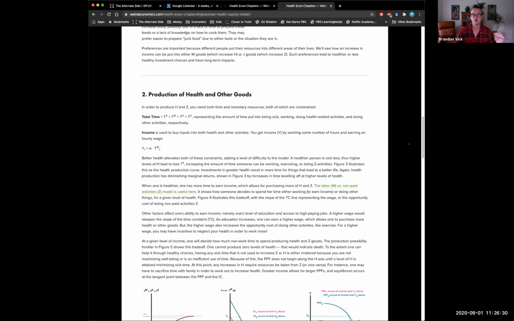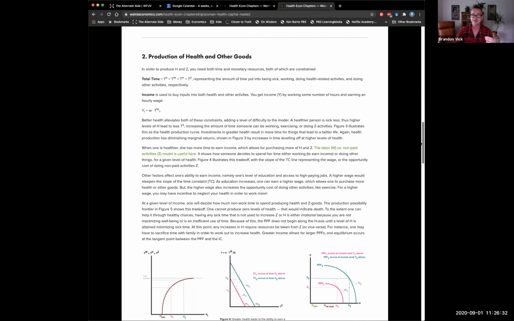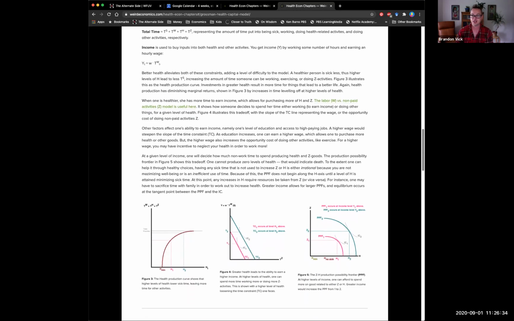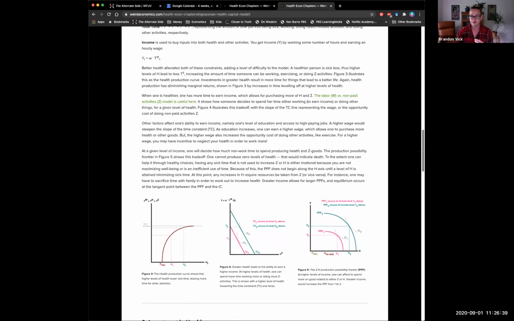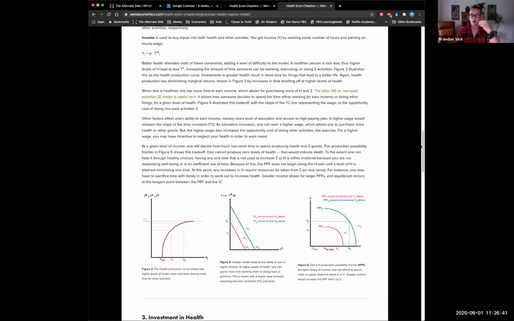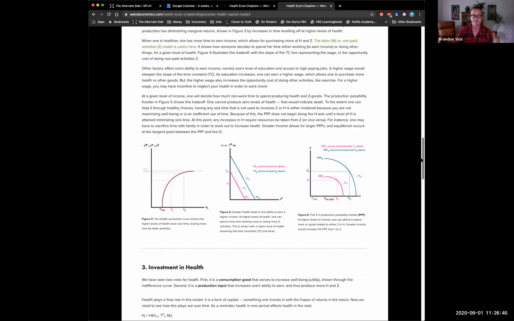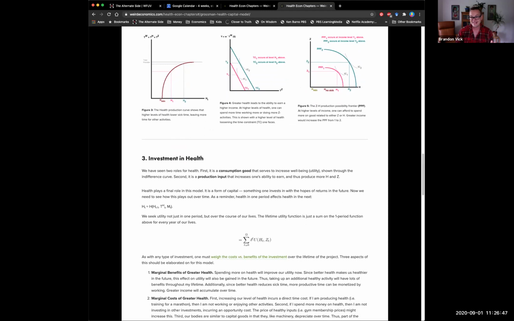All right, so this requires various models from economic production, PPFs, work supply models. That's what the second piece does. The third piece of health in this model is health as an investment. Okay, health as an investment. So consumption, production, as an investment.